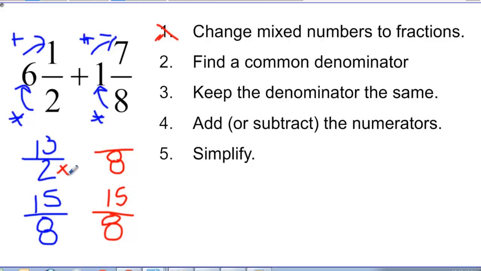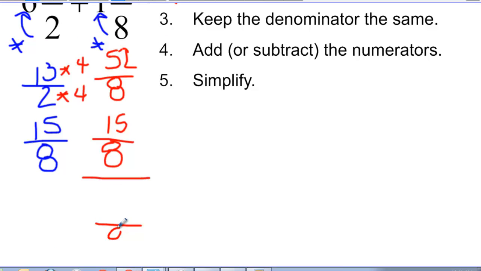And now I need to say to myself, well, what did I multiply 2 by to get 8? I know that 2 times 4 is 8, so I need to do the same thing to my numerator. 13 times 4, that would be 52. So I'm going to keep my denominator the same. Okay, done with step 3. And now I need to add or subtract my numerators. So I have 52 plus 15, and that is going to be 67. And now I just need to simplify.